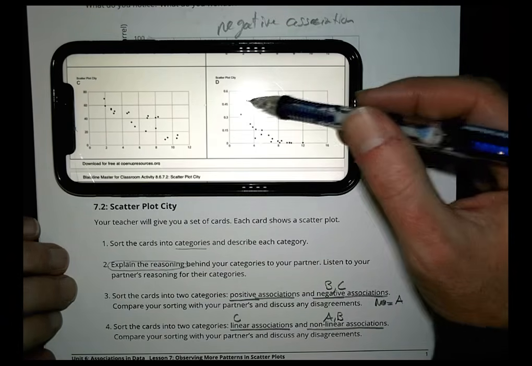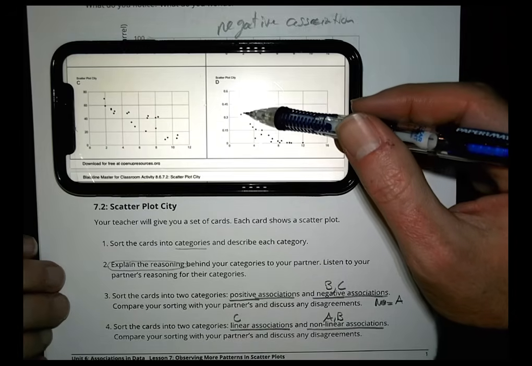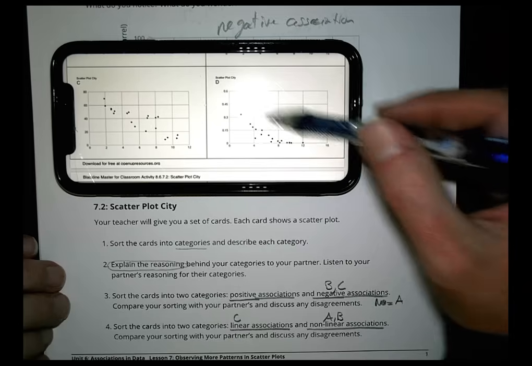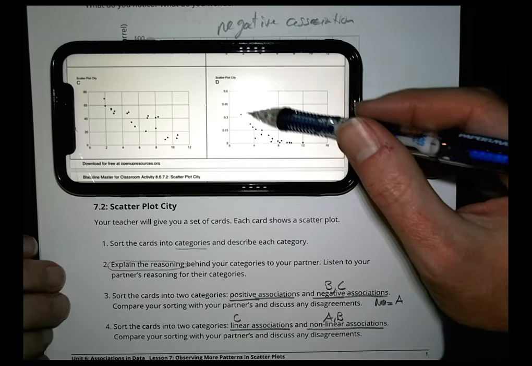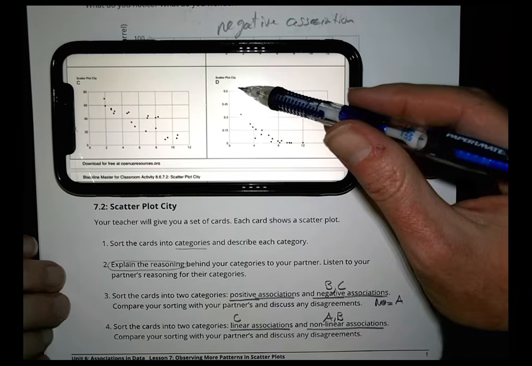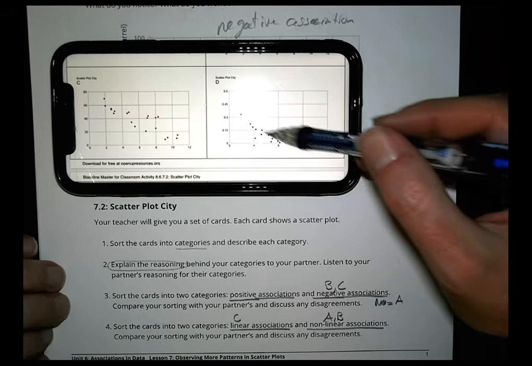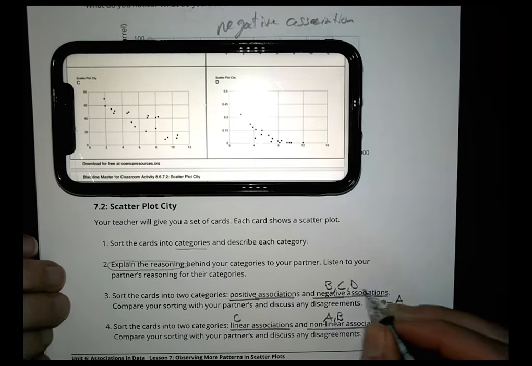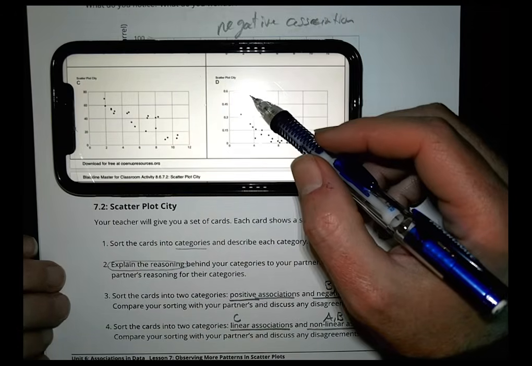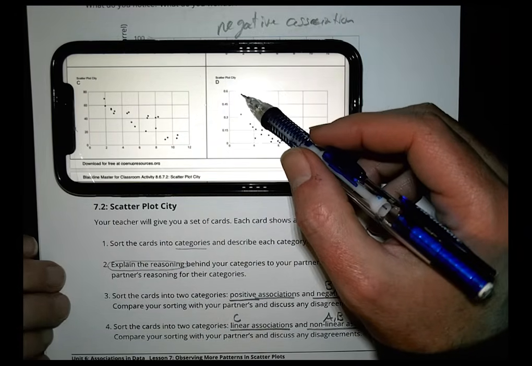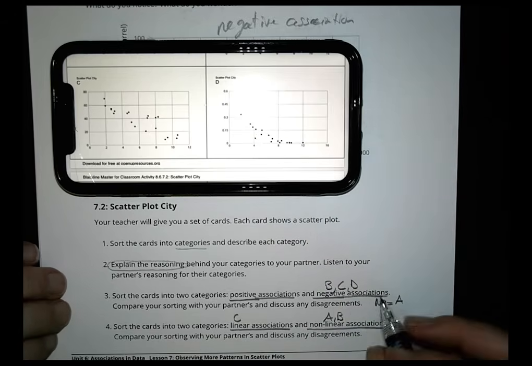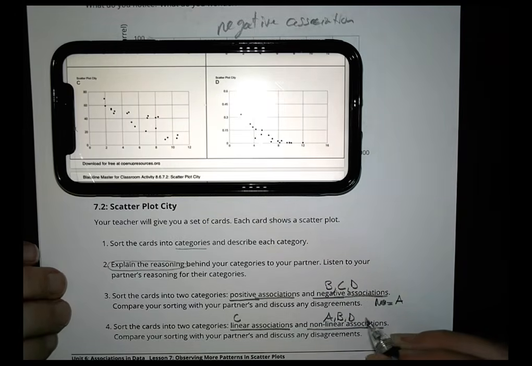For D, we start here and then we tend to go down. So again, we're dropping down this way, but it's a curve. Because it's decreasing as this increases, this is going to be a negative association, that's for sure. So we can put D right here. But we would probably not say this is linear because again, we're dropping down and curving and then flattening out. So I'd put this in the non-linear category as well.